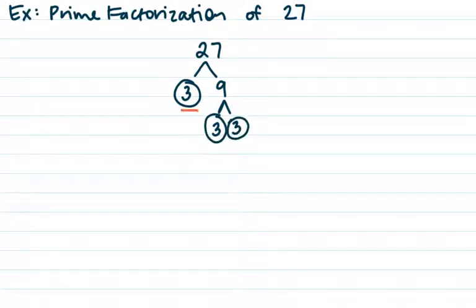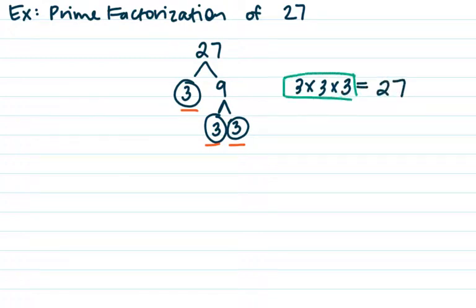So this right here is my prime factorization. So 3 times 3 times 3 is equal to 27. So again, that's my prime factorization, 3 times 3 times 3. And just like in the last example, we can rewrite this using exponents as 3 to the third.